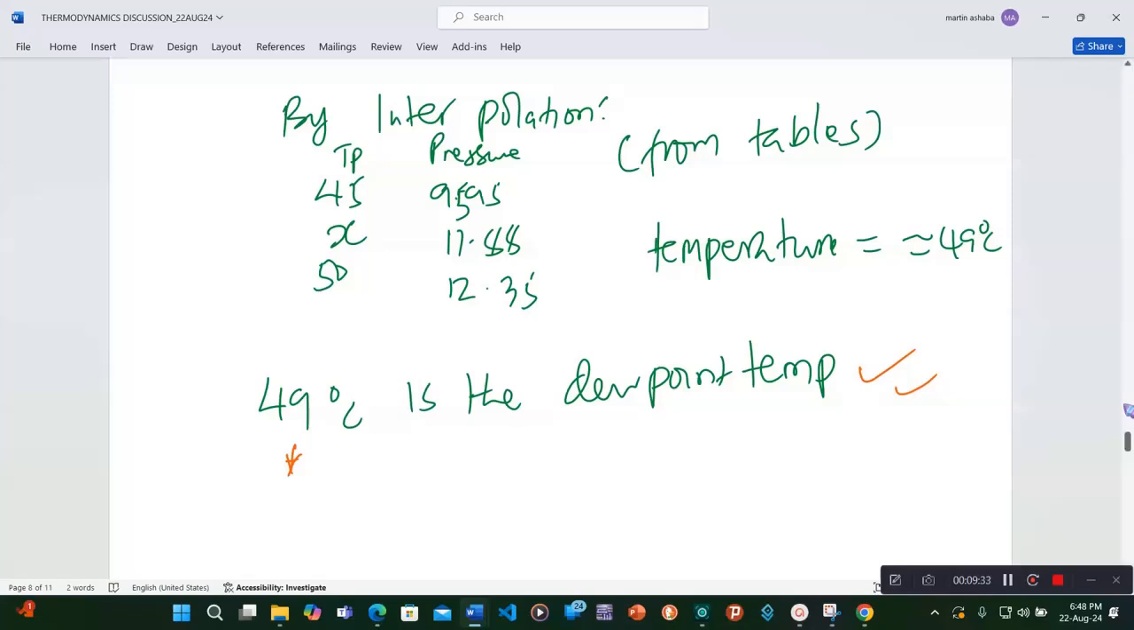So you have to make sure that you control the temperatures of the products and ensure that the temperatures are above this 49 degrees Celsius. How? You can do it by supplying excess air and maybe increasing the temperature, supplying heat from outside so that you have this temperature maintained or above.